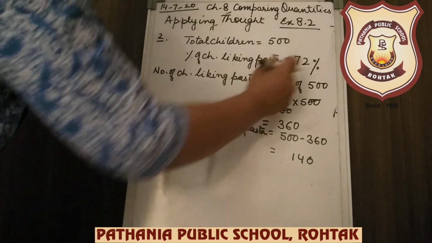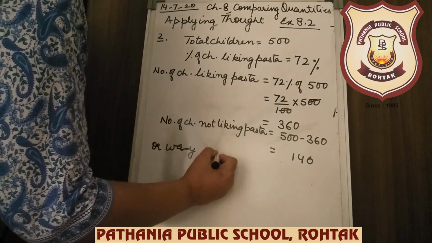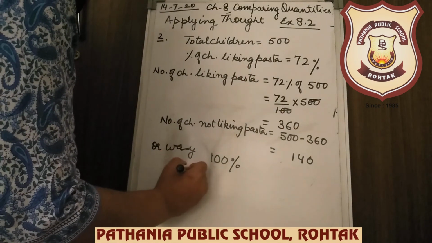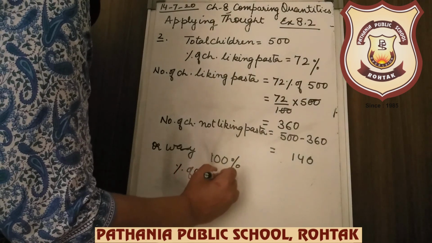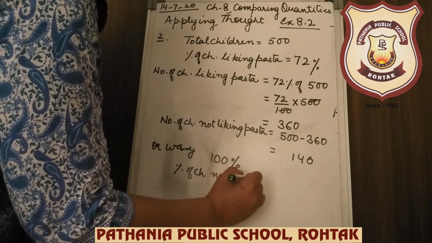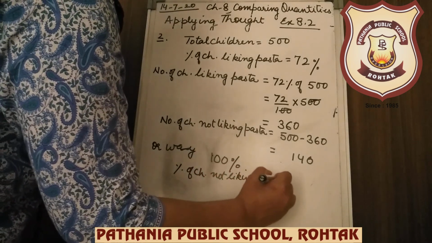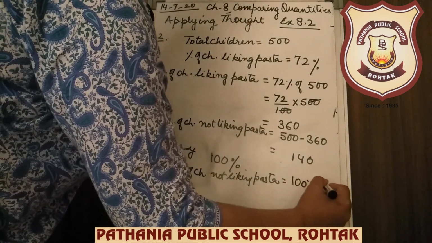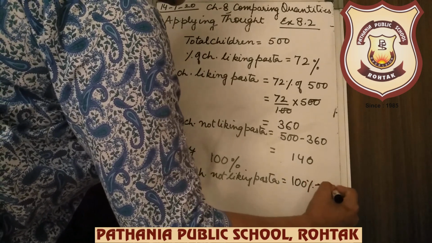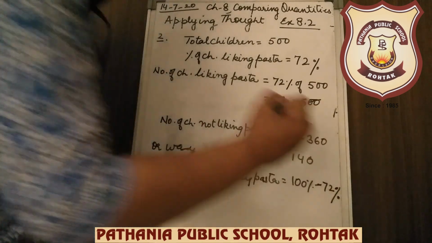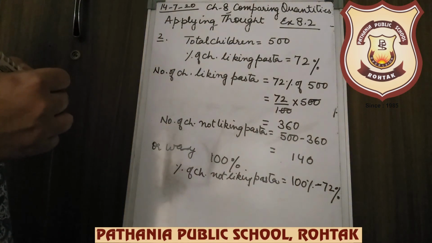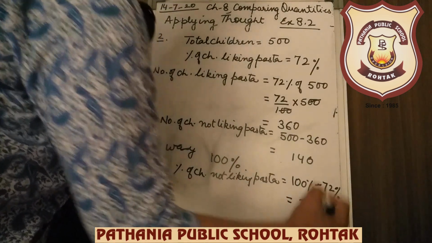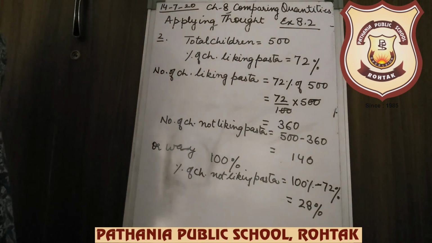Now here you are given 72%, and as I told you, total is 100%. So percentage of children not liking pasta is equal to 100% minus 72%, and this is equal to 28%.